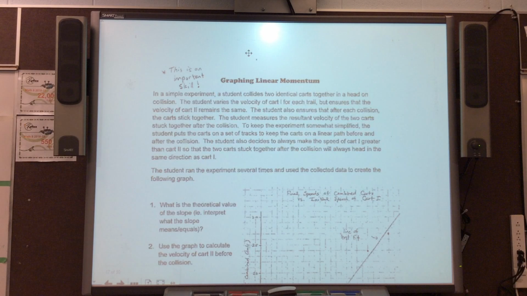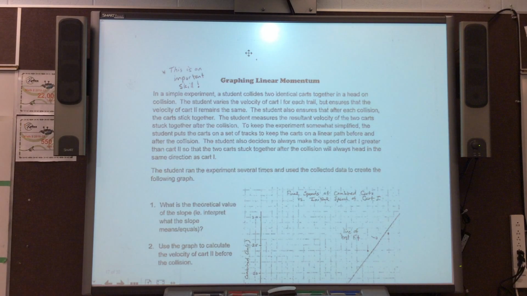So this is quite a common experiment. We don't have a spark timer, but I can't remember what it's called, but it takes pictures of the velocity of a vehicle and it launches it so you have a constant speed. But a student collides two identical carts together in a head-on collision. The student varies the velocity of cart 1 for each trial but ensures that the velocity of cart 2 remains the same. The student also ensures that after each collision the carts stick together. The student measures the resultant velocity of the two carts stuck together after the collision.